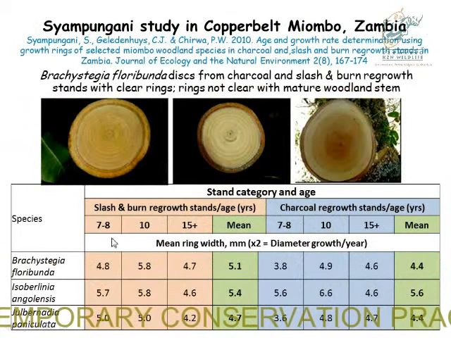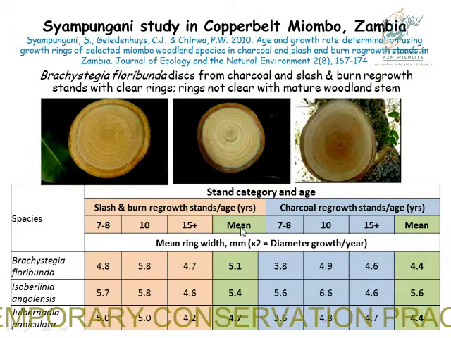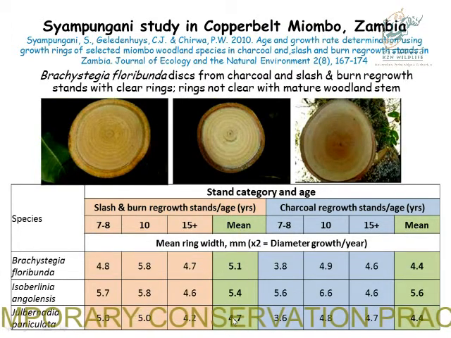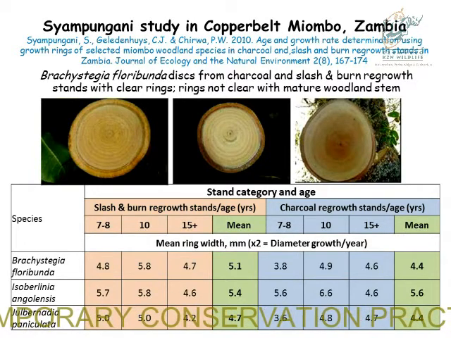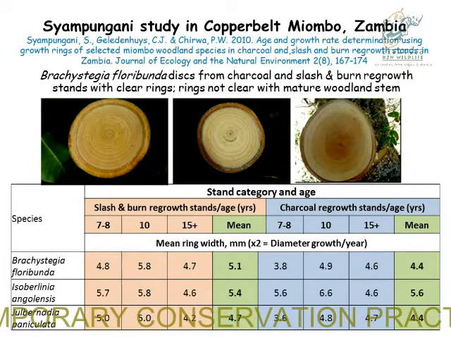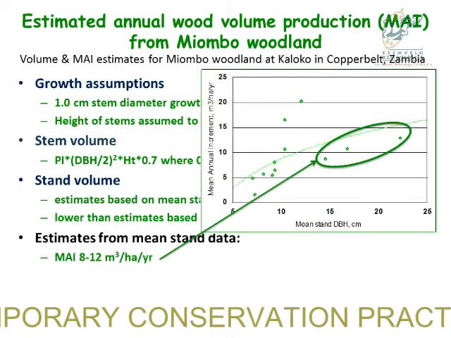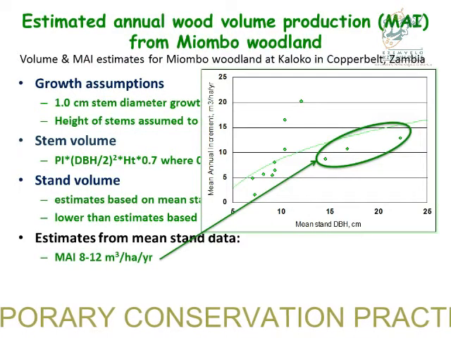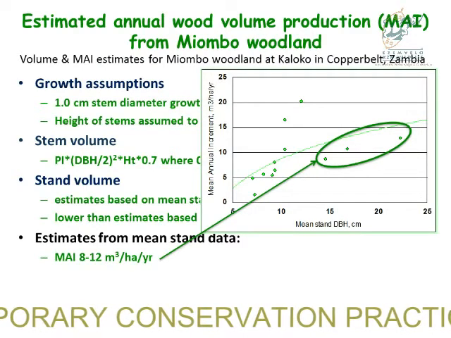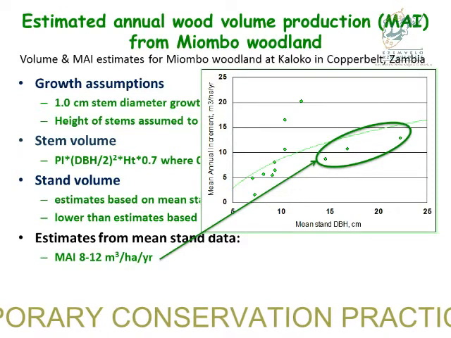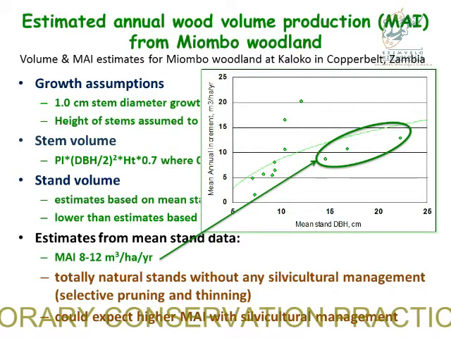In the study in Zambia, we looked at slash and burn and charcoal production. This is the mean ring width. You have to double that to get the diameter growth. So it's more than 1 centimeter in a whole range of areas, which is fast. I'm rushing a bit. If you look at the mean annual increment of the stand in terms of volume, it's quite high, 8 to 12 cubic meters per hectare per year, in unmanaged stands: no silviculture management, no thinning, no pruning.